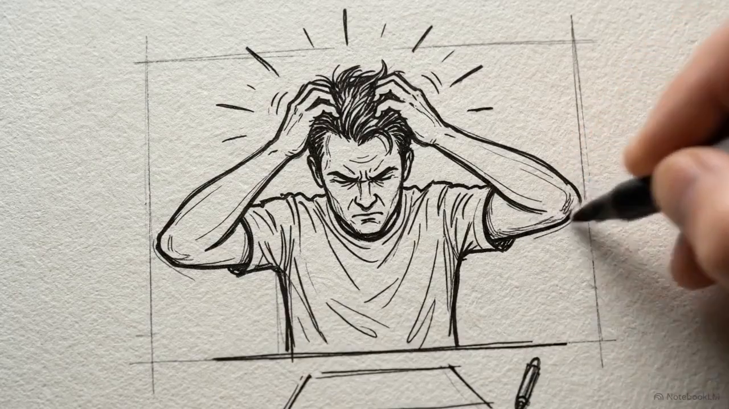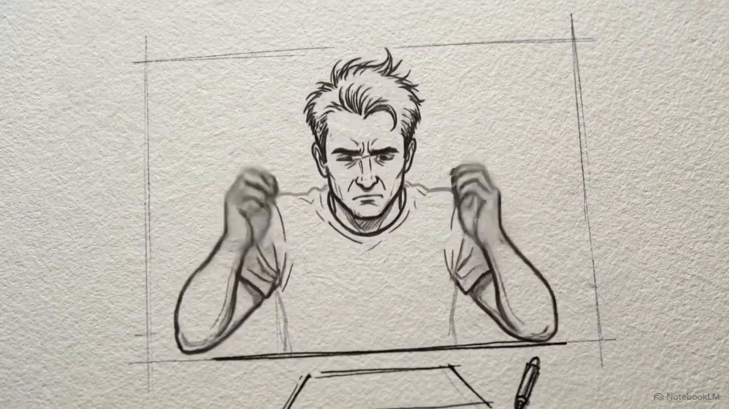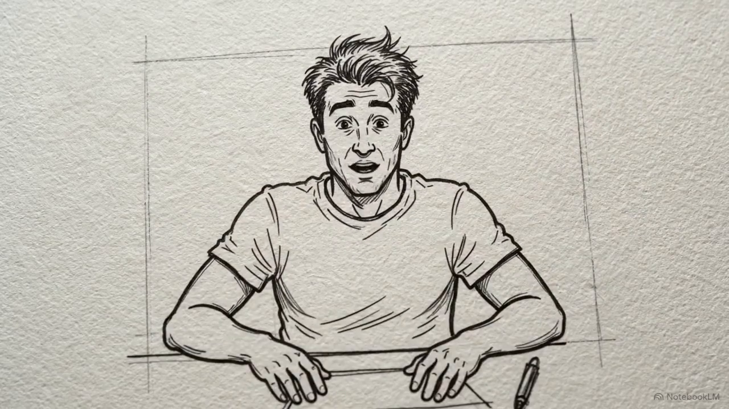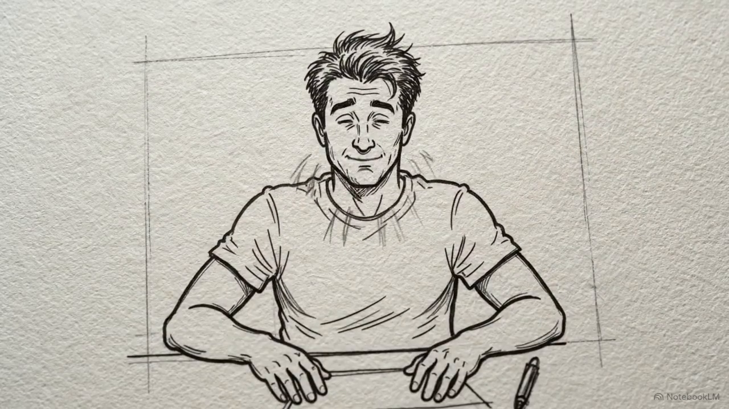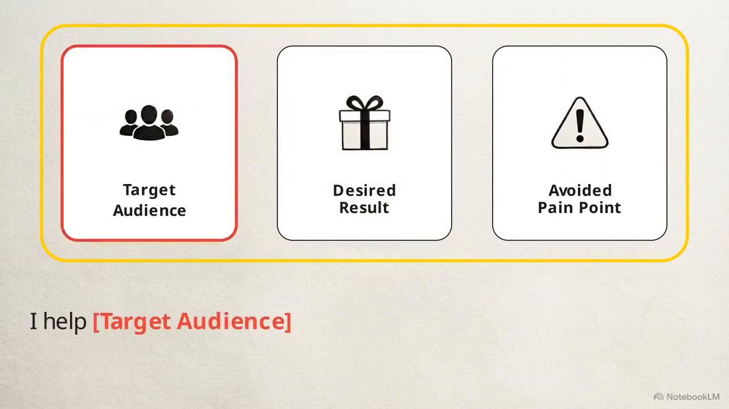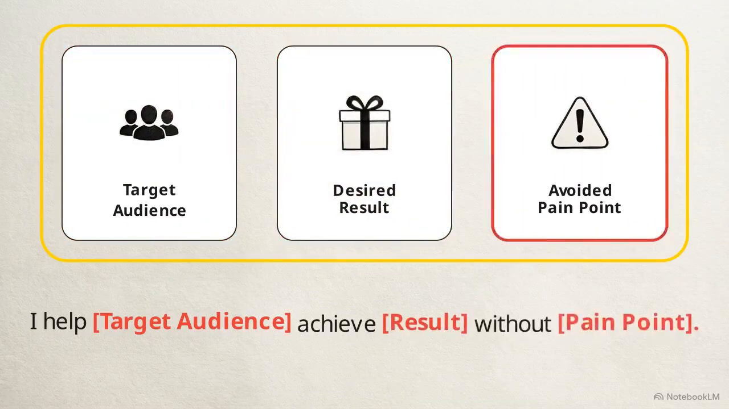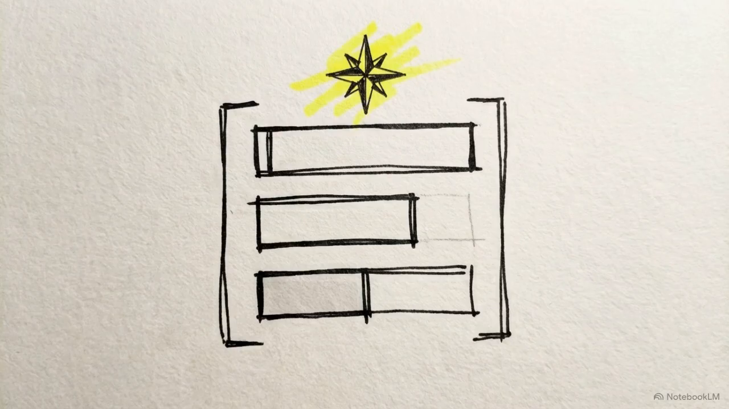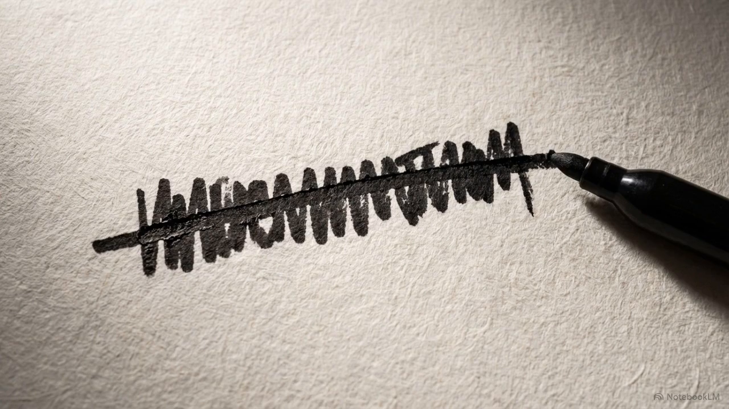This leads directly to your big promise. When a visitor downloads your lead magnet, this is the exact transformation they expect to receive. Write out your big promise using this exact formula. I help [target audience] achieve [result] without [pain point]. This sentence is your North Star. Every box we draw next must serve this exact promise. If a step in your funnel fails to deliver on this specific goal, you cross it out.